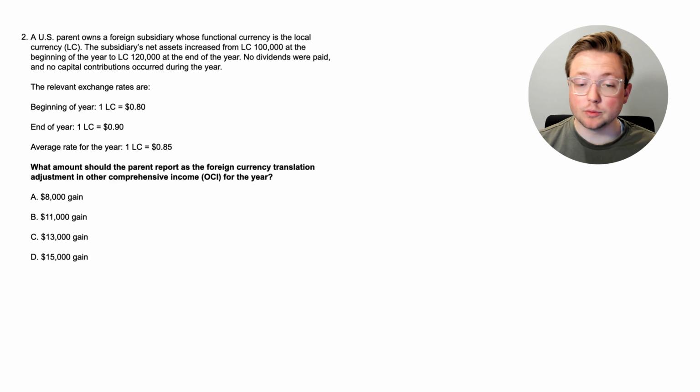The relevant exchange rates are at the beginning of the year, 1 local currency equals 80 cents. End of the year, 1 local currency equals 90 cents, and the average rate for the year, between the two, is 85 cents. So again, what amount should the parent report as the foreign currency translation adjustment in other comprehensive income for the year? So we just talked about this in question 1. What rate are we going to be using? Pause the video, think about this, and when you're ready to come back, we'll look at this and learn a little bit more. Okay, here we are.